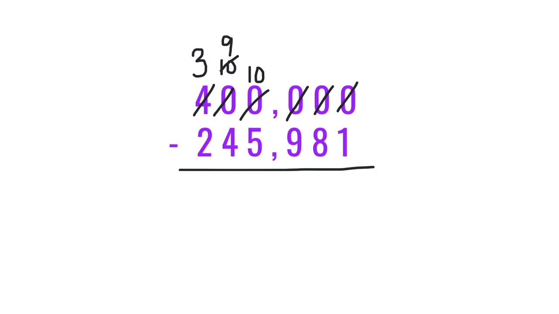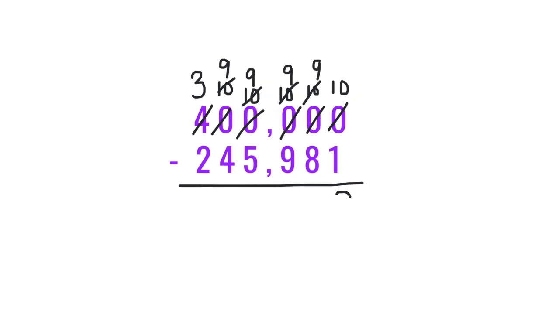And we keep doing that until we have all of our borrowing done. It becomes a 9, so the next one can become a 10. That one becomes a 9, so that one can become a 10. That one becomes a 9, so this last one can become a 10. And now we can subtract.